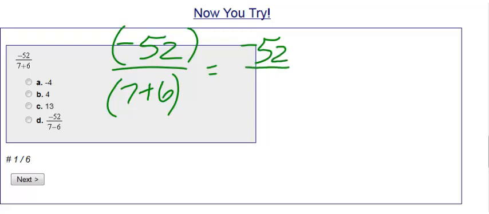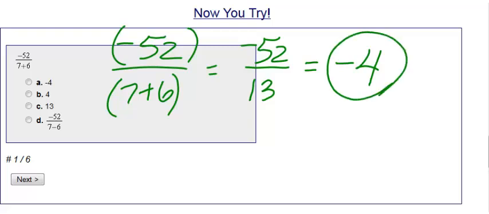On the bottom, parentheses, we know we do first. 7 plus 6, I get 13. Then I can do my division. A negative divided by a positive is a negative. And then I divide. 13 into 52 goes in 4 times evenly. So we get a final answer of negative 4.